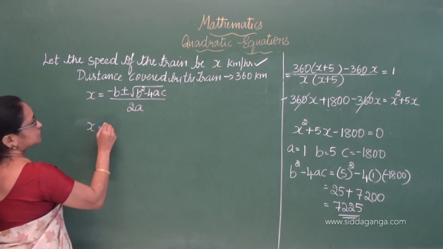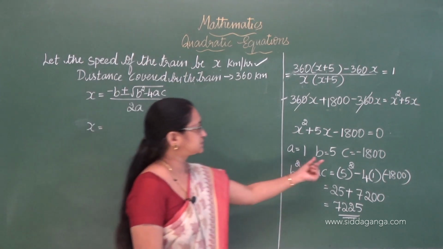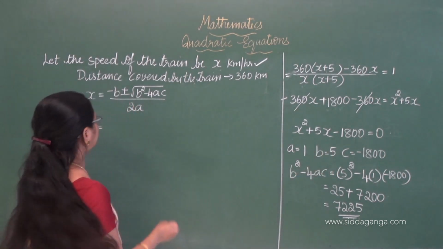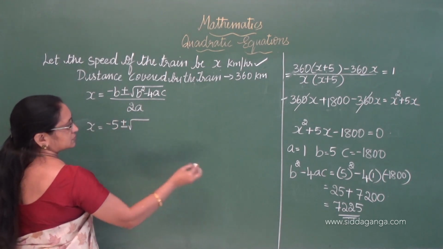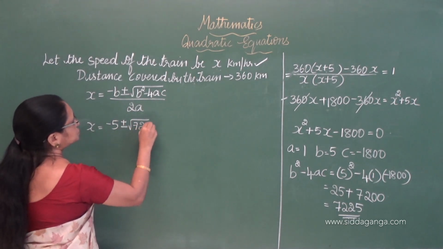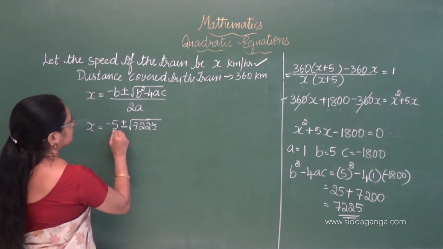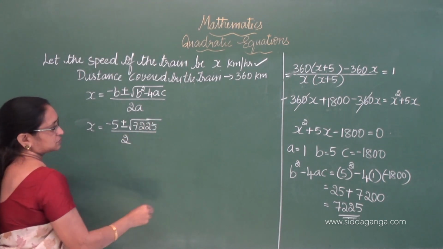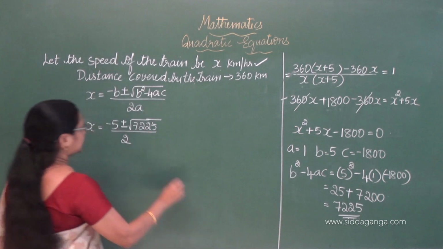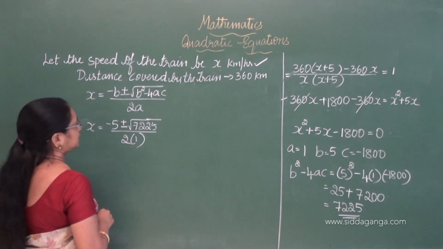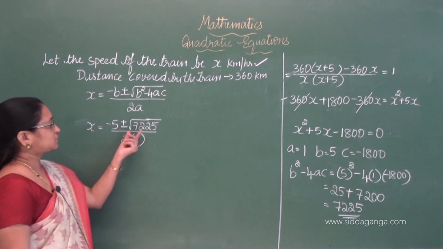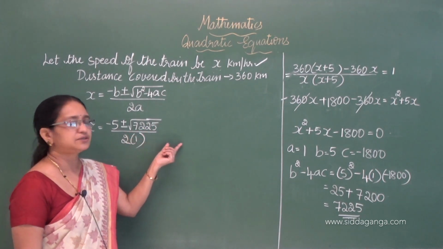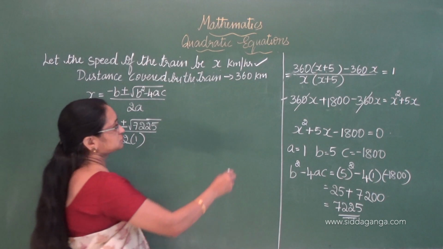So x is equal to minus B, minus B is here minus 5, plus or minus root of 7225 divided by 2 into A. 2 into A is 2 into 1. Now the square root of 7225, you know how to do this.